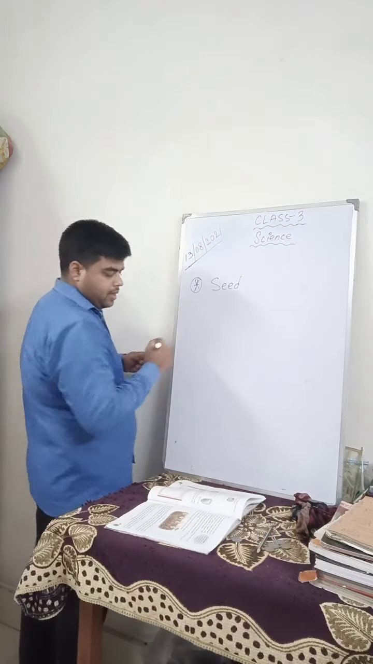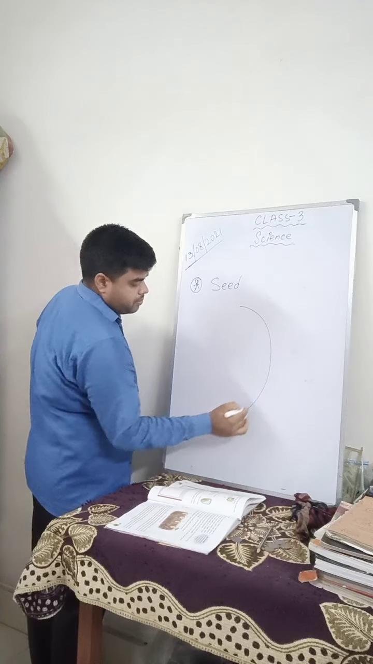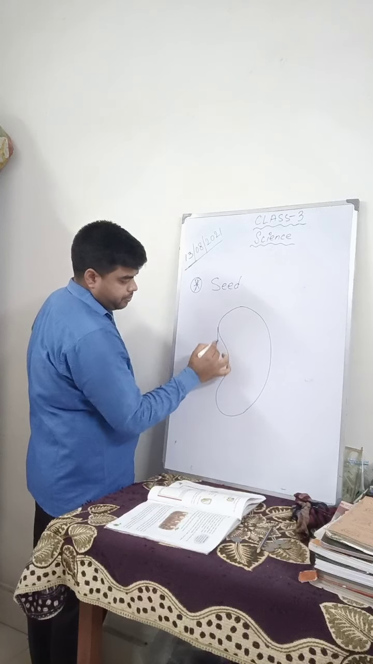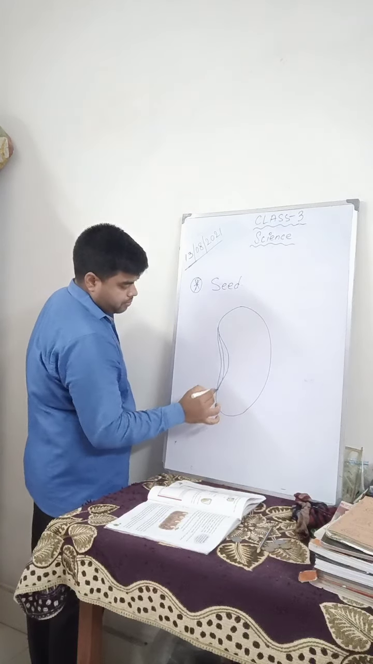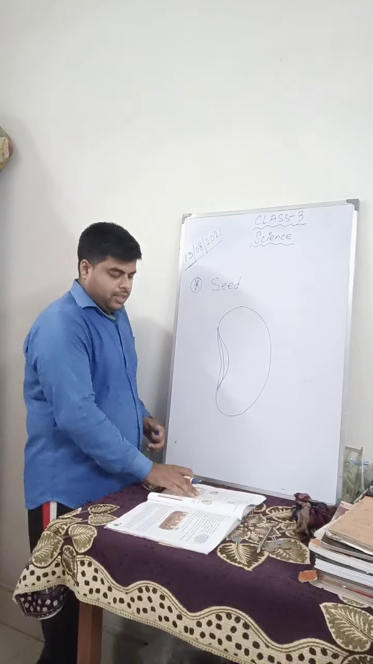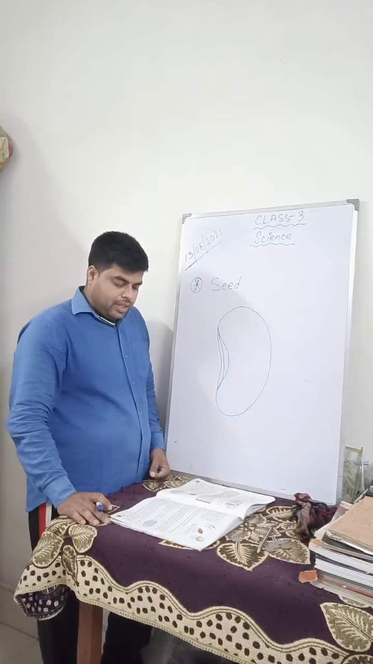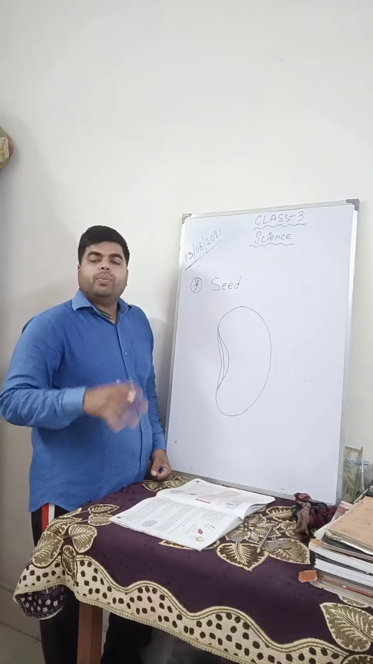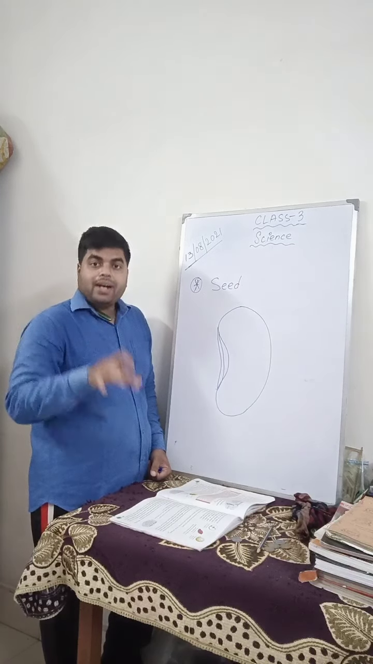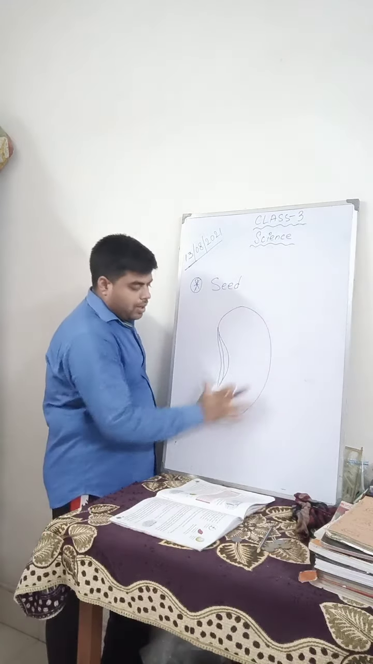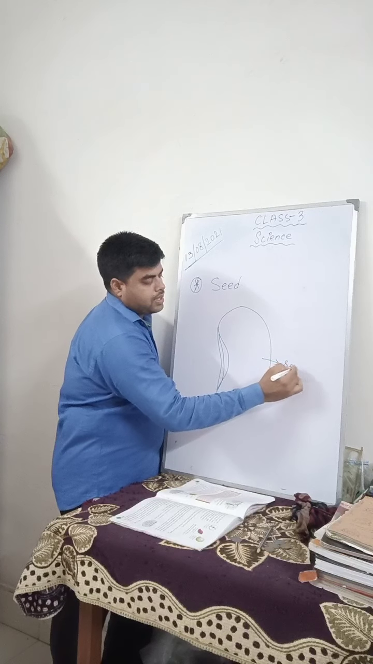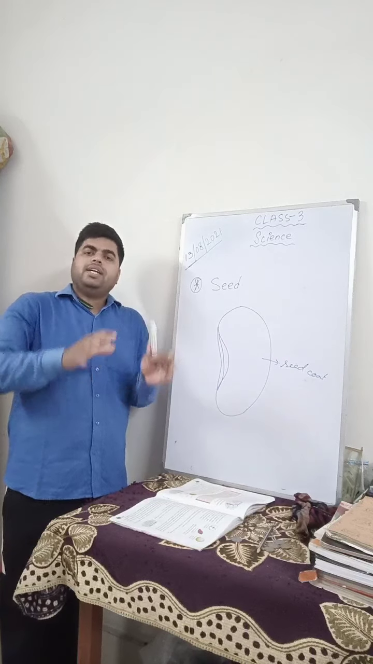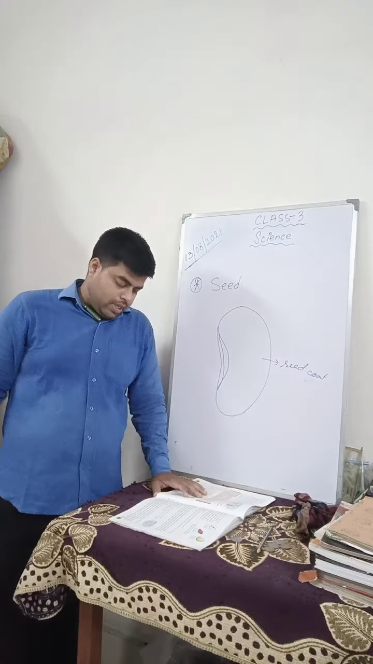The seed is generally like this. Although seeds differ in size, shape and color, they have common parts. No matter the different size, shape or color, the parts of the seeds are the same. The outer brown covering, whenever you see a seed, you will see a brown covering on top of that. That is known as the seed coat.